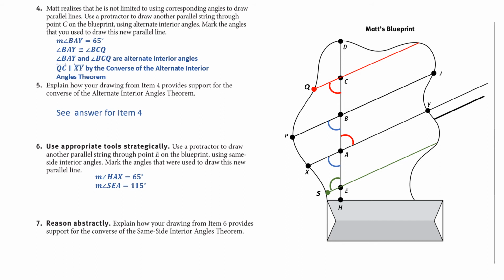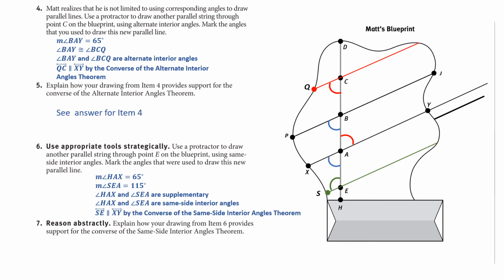Yeah, okay. Because they're supplementary, we said that, yes, and then angle HAX and angle SEA are same side interior angles. Same side interior angles are supplementary when two lines are being cut by a transversal. Then those two lines are parallel, meaning that line SE is parallel to line XY by the converse of the same side interior angles theorem.